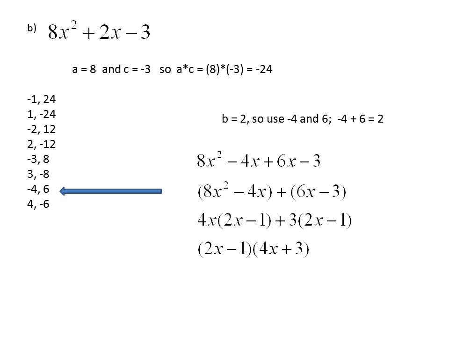So those are the two coefficients we are going to use to split apart our B value of 2x. So instead of 8x squared plus 2x minus 3, we are going to write 8x squared minus 4x plus 6x minus 3. We will finish by factoring by grouping. So I will group the first two terms together, 8x squared and minus 4x, and I will group the last two terms together, 6x and minus 3. And we treat these as their own individual GCF factoring problems.